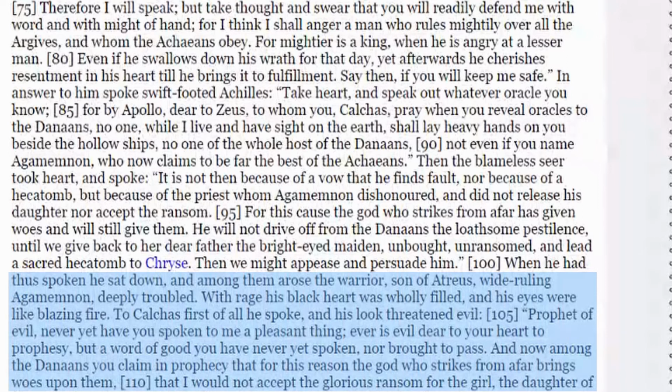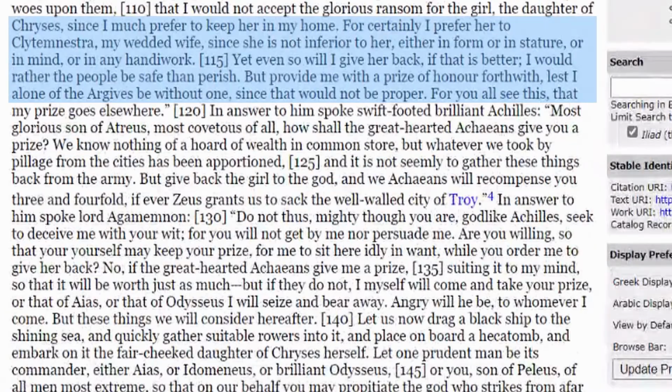And anyway, Agamemnon gets up, he's angered. Then he reveals why he didn't give her back. And the reason why, which I find hilarious, is that he actually likes the girl better than his own wife. So he says, "For certainly I prefer her to Clytemnestra, my wedded wife, since she is not inferior to her either in form or in stature or in mind or in any handiwork." She's not inferior to her, and apparently she is presumably superior in some way. Knowing other things that we know about Clytemnestra, she's probably superior in being more pleasant to be around. But he doesn't say that here.